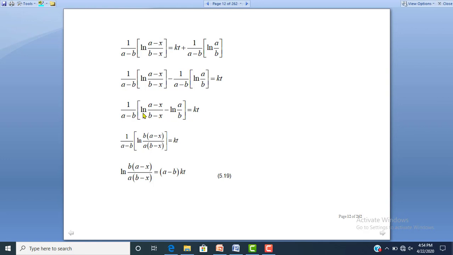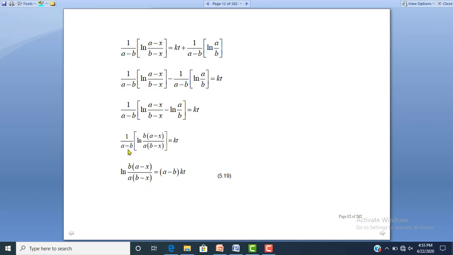that when we apply here rules of logarithm, then we can write this equation 1 over a minus b into natural log into a minus x over b minus x minus log natural into a over b is equal to kt. So what we did here, we took the 1 over a minus b common. Now by applying the rules of logarithm, this equation is very simple. 1 over a minus b log natural into b into a minus x, a into b minus x is equal to kt.